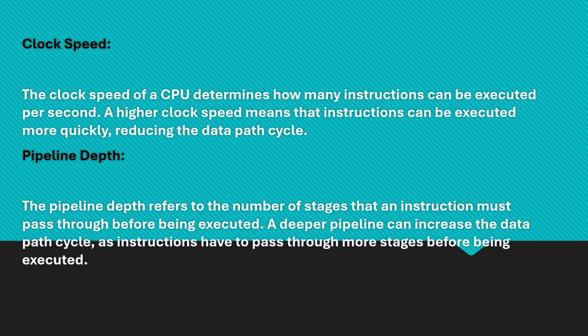Pipeline depth. The pipeline depth refers to the number of stages that an instruction must pass through before being executed. A deeper pipeline can increase the data path cycle, as instructions have to pass through more stages before being executed.